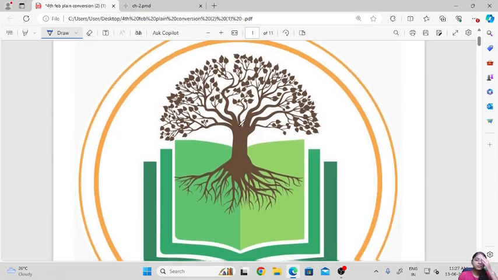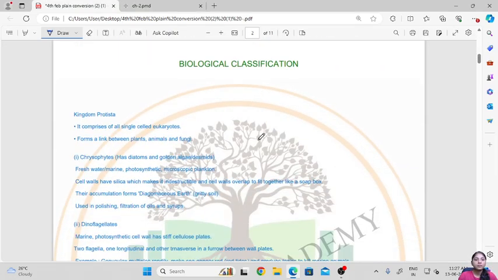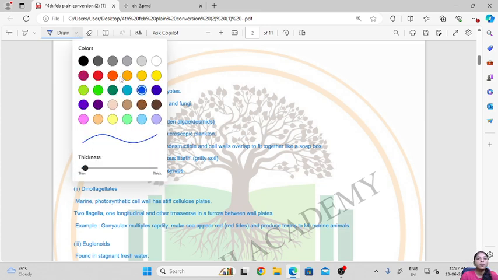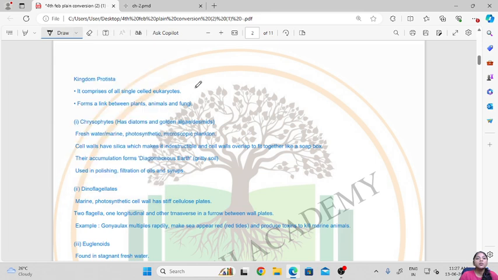So kingdom Protista, now as we have already seen, comprises single celled eukaryotes, and it forms a link between plants, animals and fungi. Okay, so these will have some characteristics from all these groups.